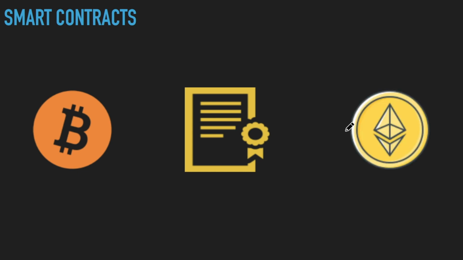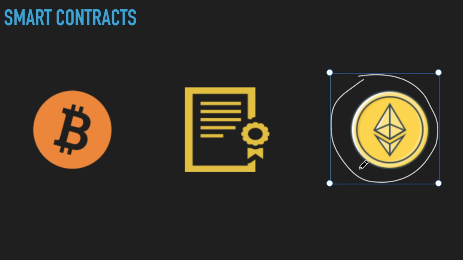smart contracts are gonna be tied to a different blockchain network, which is called Ethereum, and Ethereum is providing us with another cryptocurrency called Ether. So this is what we're going to be talking about in this course.